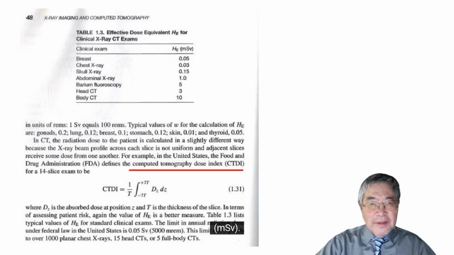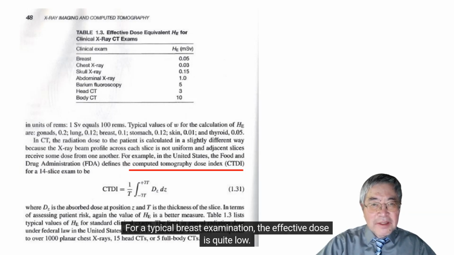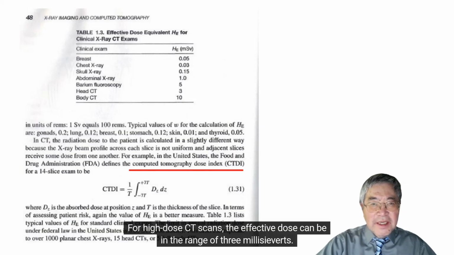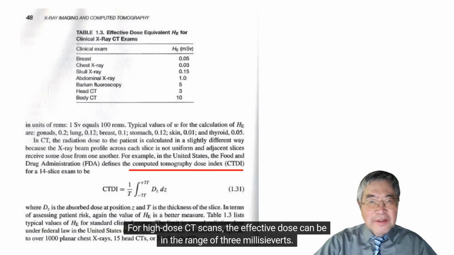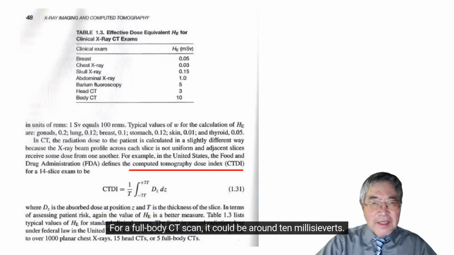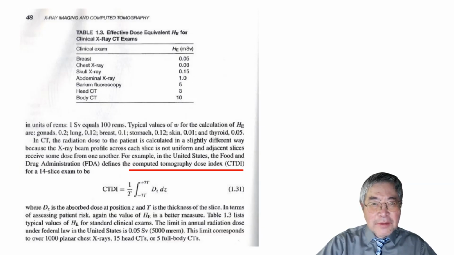millisieverts, mSv. For a typical breast examination, the effective dose is quite low. For high-dose CT scans, the effective dose can be in the range of 3 millisieverts. For a full-body CT scan, it could be around 10 millisieverts. These values give you an idea of the radiation dose magnitude.